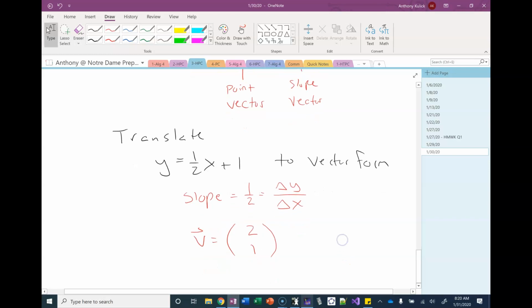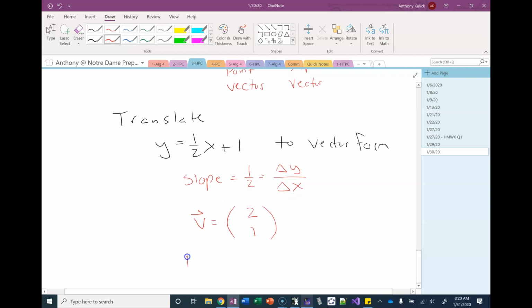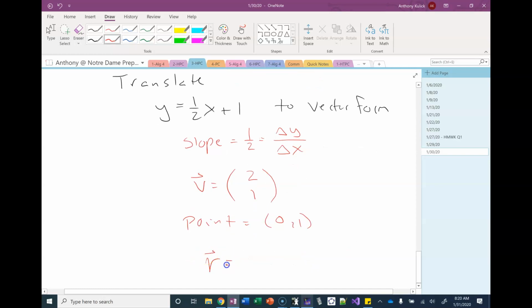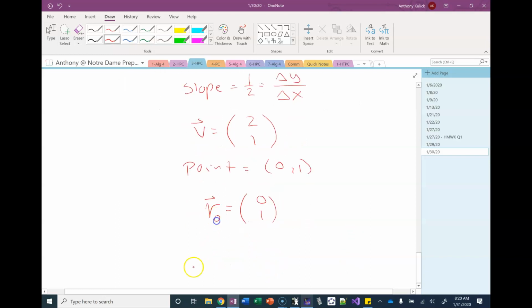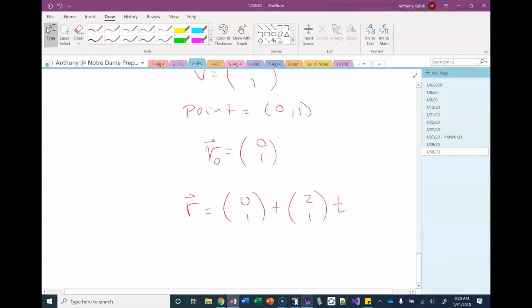Okay. And then what if I wanted a point from this line? What's an example of a point from this line? 0, 1. Great. So if I wanted to convert that point into a vector, how would I write that vector? 0, 1. So we can say my vector equation then is that.